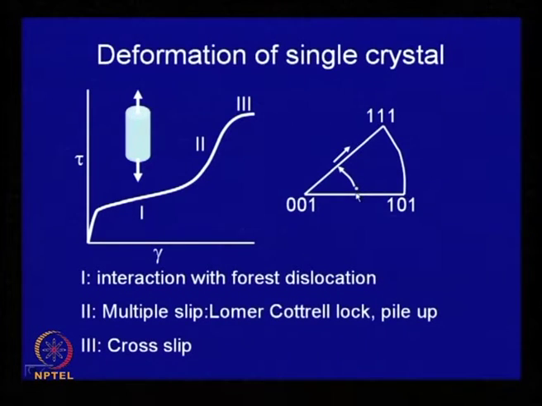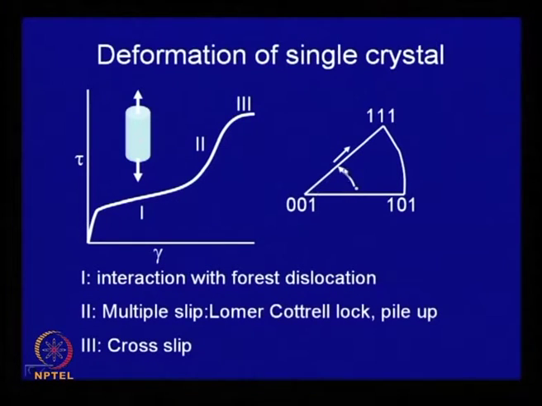Now, there will be a stage when the dislocation can move only on one slip plane, which is shown here. As long as this orientation is within a triangle, it can slip only on one slip system. So, until it reaches this point, it will be moving in one slip system. That is the time the only mechanism of strain hardening will be interaction with forest dislocations. That is why here the strain hardening is less.